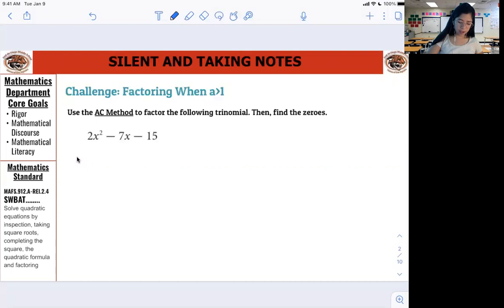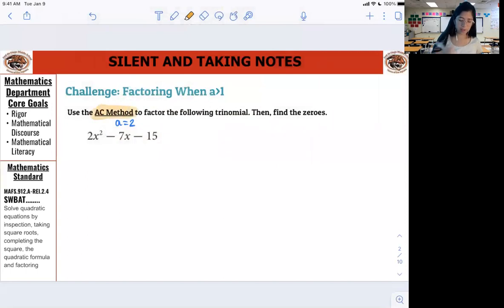Right. So, okay, a equals 2. Usually what I would want to do is take this and divide it by 2. But, okay, 2 divided by 2 is 1. 7 divided by 2, that's going to be a decimal. 15 divided by 2, that's also going to be a decimal. So 7 and 15 are not divisible by 2. So we can't do this. We cannot. And when you are in this situation, when you can't divide by a, you are going to use something called the AC method.